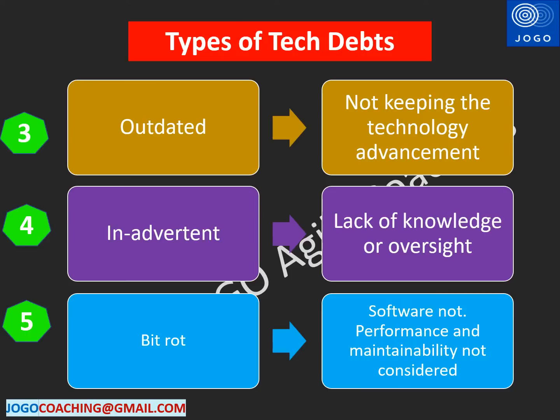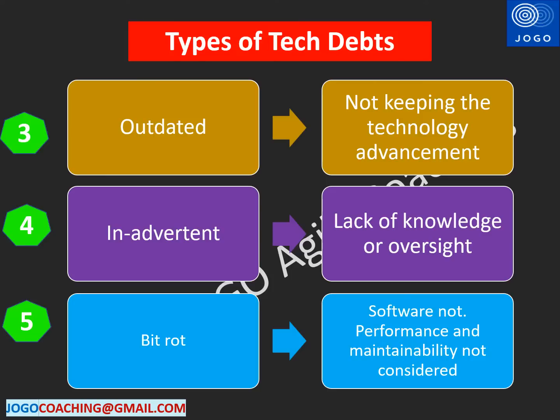The fourth type of debt is inadvertent technical debt. This debt is incurred unintentionally, often due to lack of knowledge or oversight during the development process. For example, a developer writes a script to automate a process without considering long-term scalability or maintenance, which later creates performance bottlenecks. So this is called inadvertent technical debt.